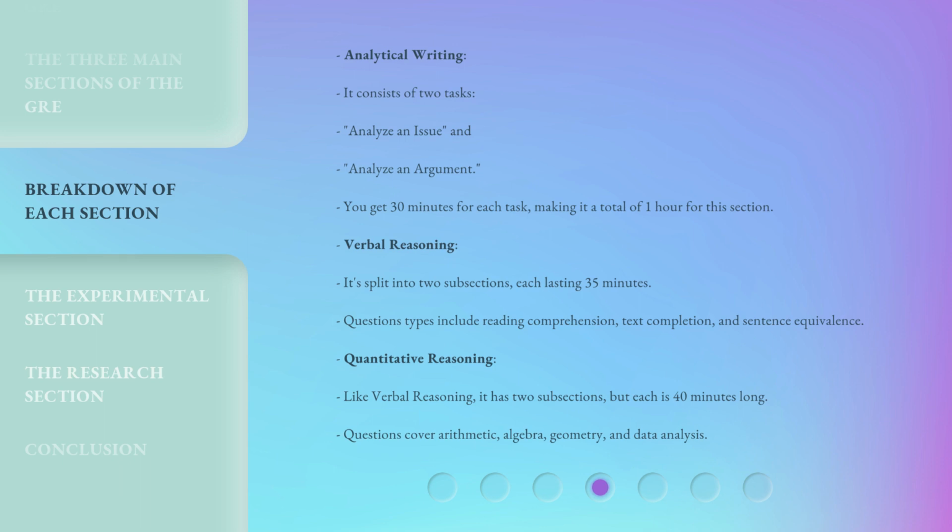Verbal reasoning. It's split into two subsections, each lasting 35 minutes. Question types include reading comprehension, text completion, and sentence equivalence.